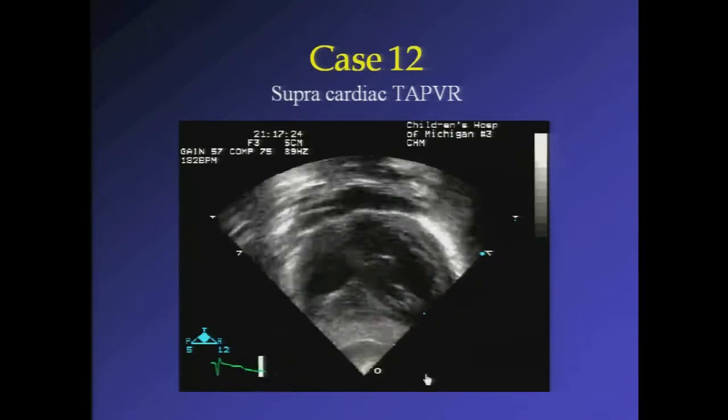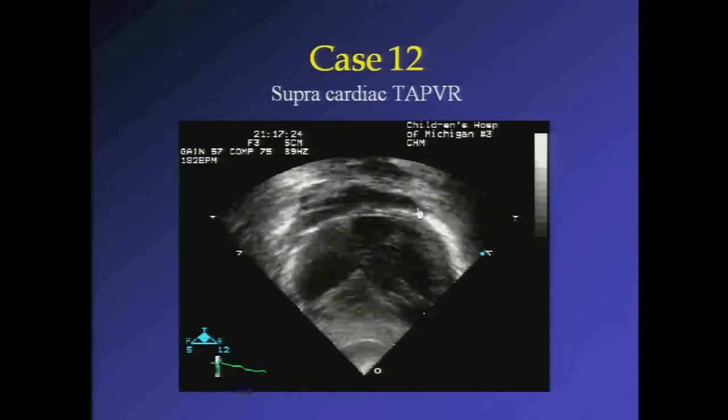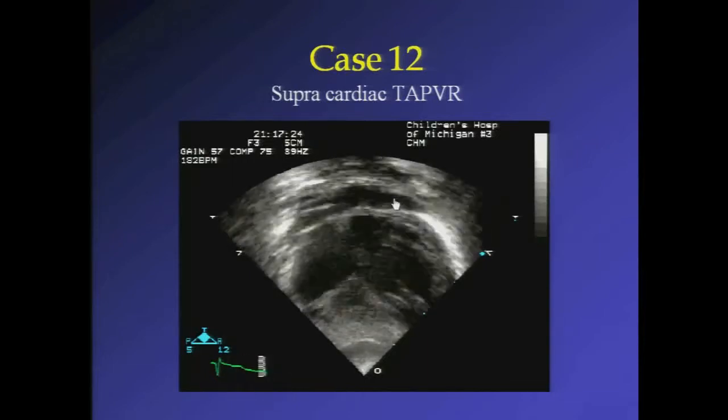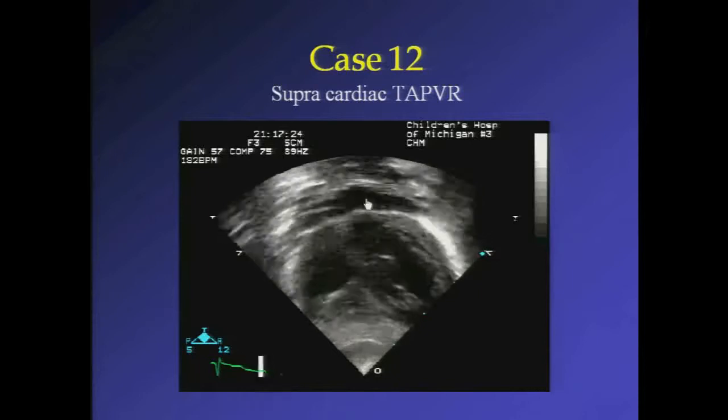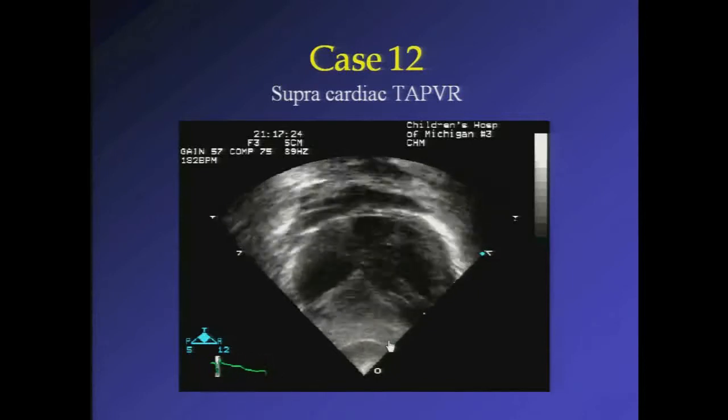So here's our subcostal four-chamber view. So here's our left atrium. This is actually our pulmonary venous confluence sitting back behind the left atrium. And again, there's no continuity of the pulmonary veins with the left atrium.